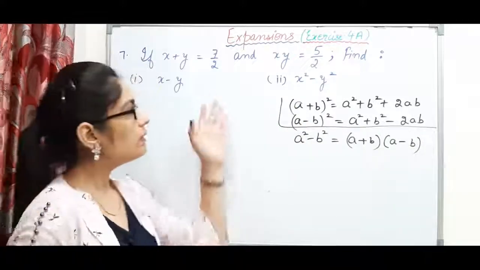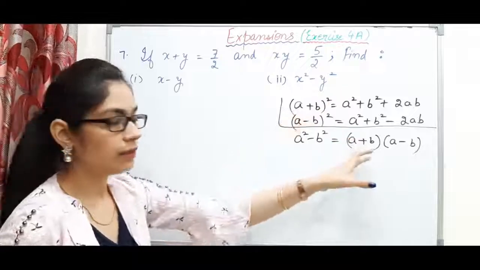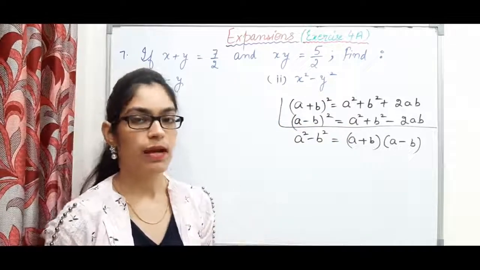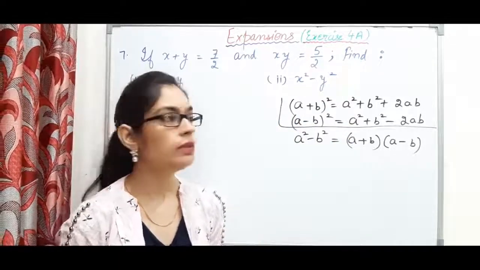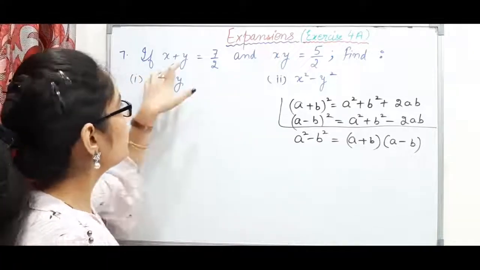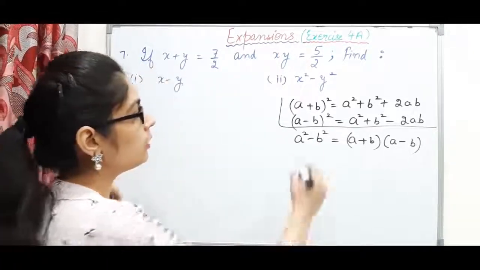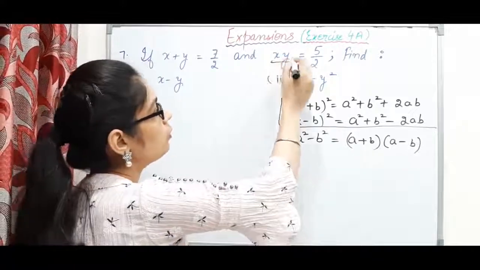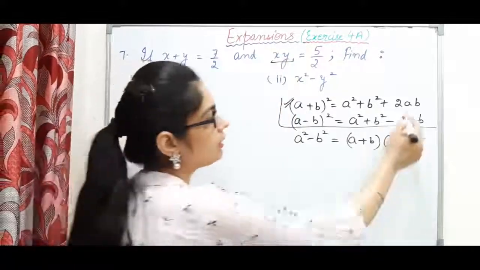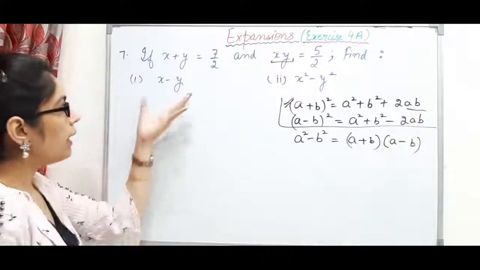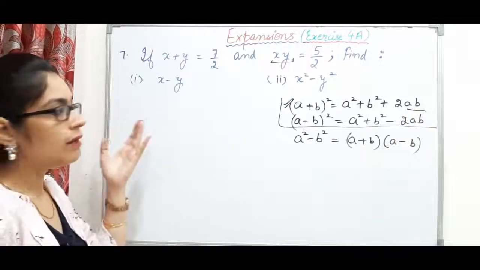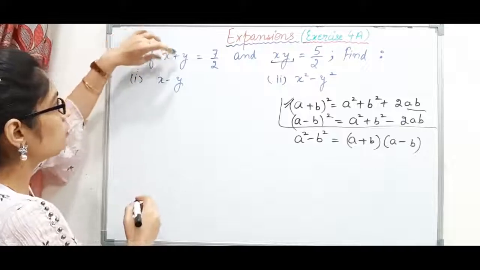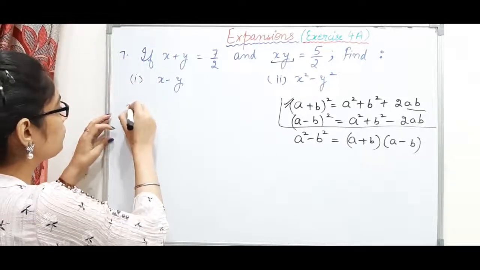In these types of questions, from the given information only, we have to see which identity we can use and find the required thing. Here x plus y is given, so we can use this one, because x into y is also given to us, that is ab. So we'll start. First is x minus y we have to find. So we'll start from x plus y.